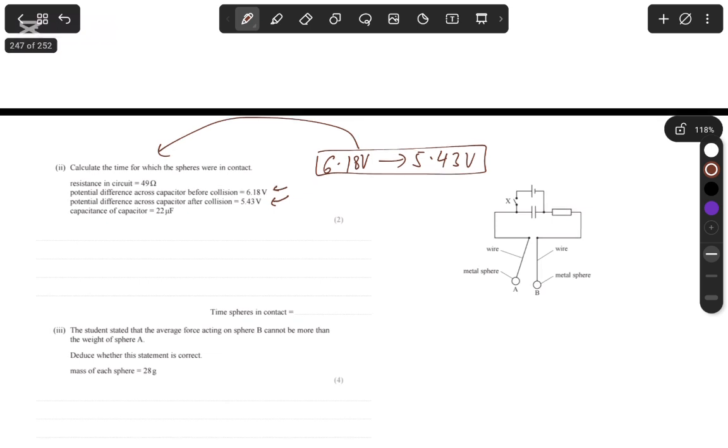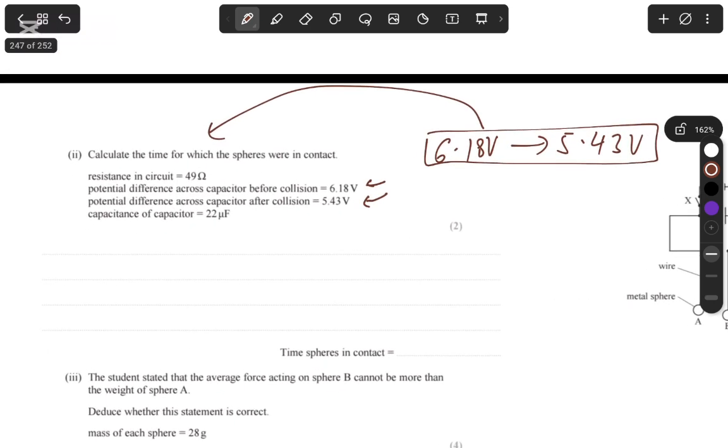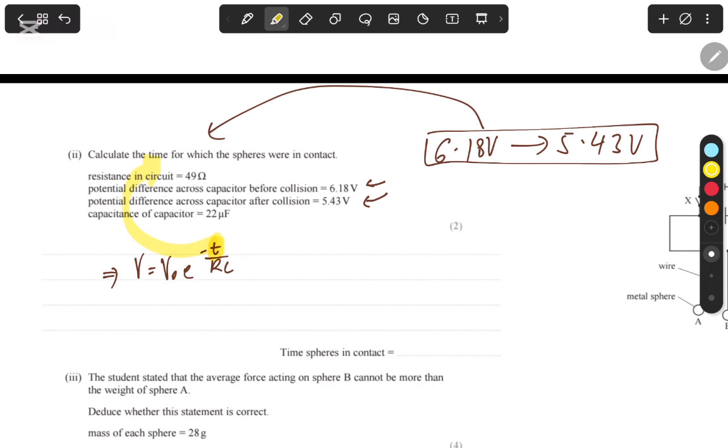Okay? What we have to do here is use this equation: V equals V naught e to the minus t over RC, because the capacitor is discharging. And this time here is what we need to find out. This time value is equal to the time they're asking for. Okay, so now it's pretty easy. We just have to plug in the values here.